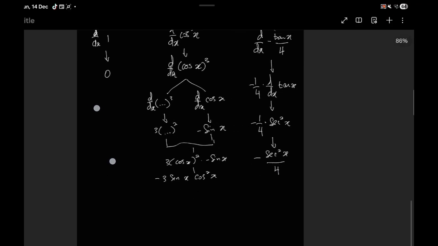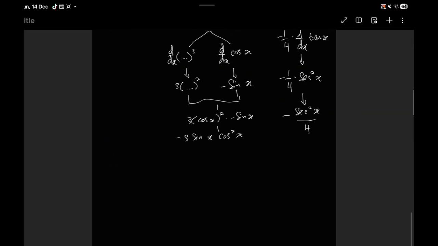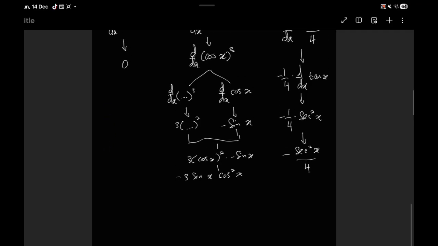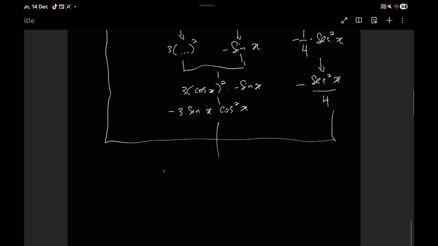I think we have differentiated all of the terms that we need to. The next part is to combine everything. The first term is 0, so we don't need to do anything, but just to show you how we combine everything: the first term is 0, and then we have minus 3 sine x cos squared x minus secant squared x over 4. Of course the first term is 0, so no need to include it. This is the final answer for example A.